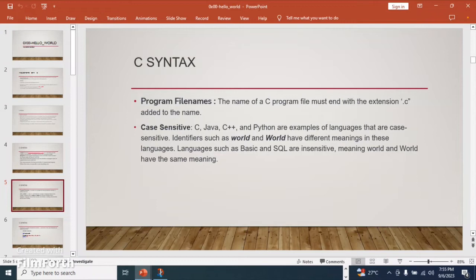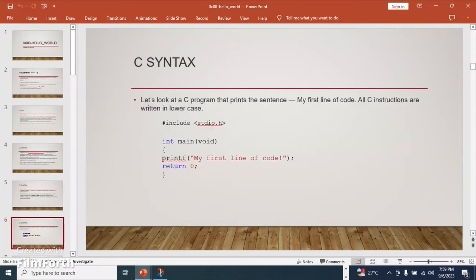Then also, C is case sensitive. What does it mean to be case sensitive? It means that if you name a file with all lowercase letters, like in this example, world, and then you name another file with the word WORLD, with the uppercase letter as the first letter, they don't mean the same thing. So C is case sensitive, lowercase, uppercase sensitive. That is what it means to be case sensitive.